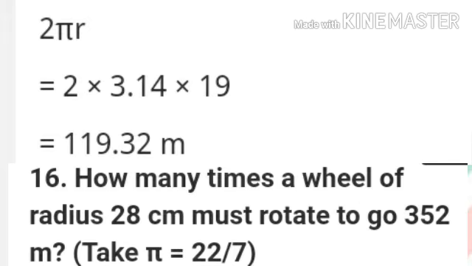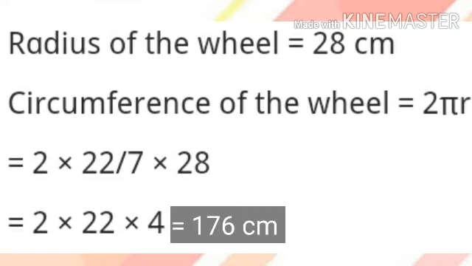Question number 16. How many times a wheel of radius 28 cm must rotate to go 352 meter? Take pi is equal to 22 upon 7. It is given that radius of wheel is equal to 28 cm. Now we have to find circumference of the wheel. Circumference of the wheel is equal to 2 pi r. So 2 into 22 upon 7 into 28. 7 4s are 28. So 2 into 22 into 4 is equal to 176 centimeter. So circumference of the wheel is equal to 176 centimeter.